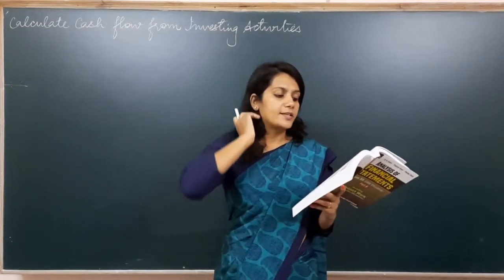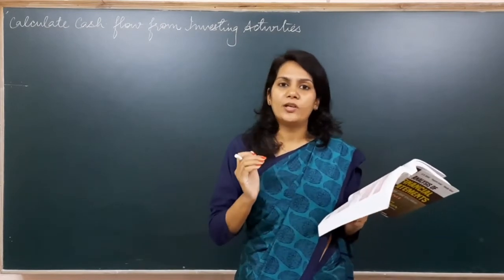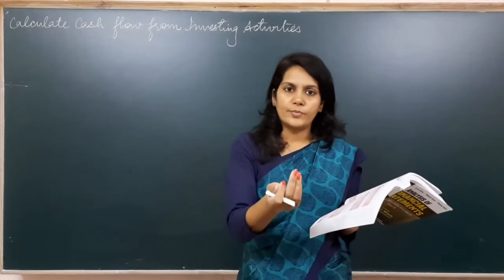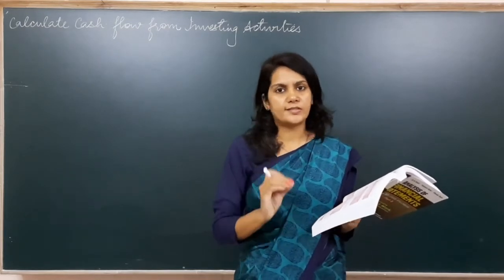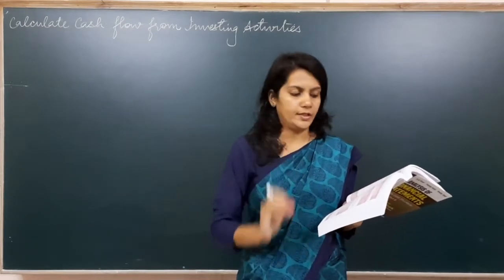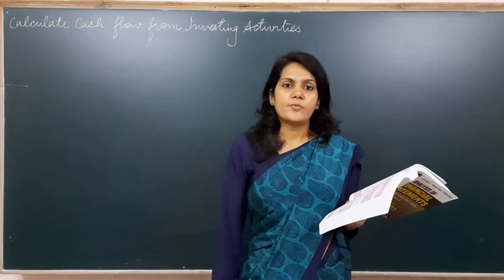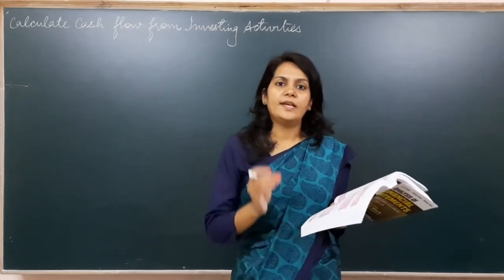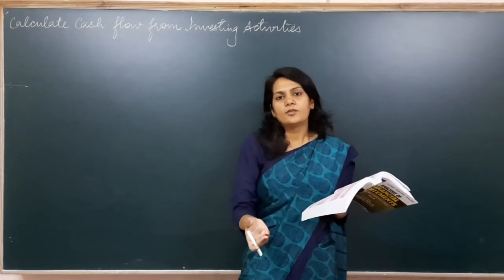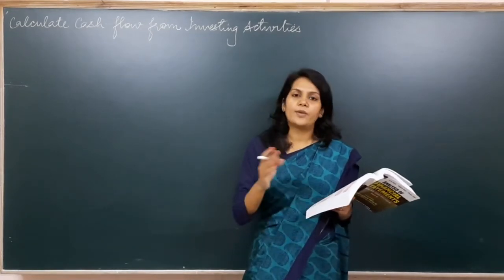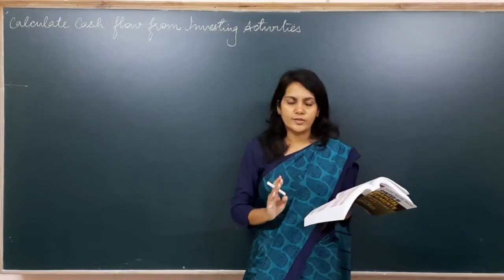Now the first item is investment in shares of Miko Limited. It means that your company has invested in the shares of Miko Limited. So it is an investing activity for your company. Then 12% long-term investments. It means that your company has invested money in some investments. So it is an investing activity for you. Then plant and machinery and goodwill is given to us.